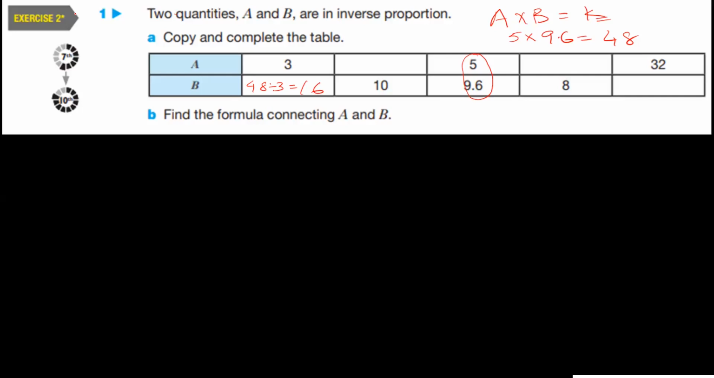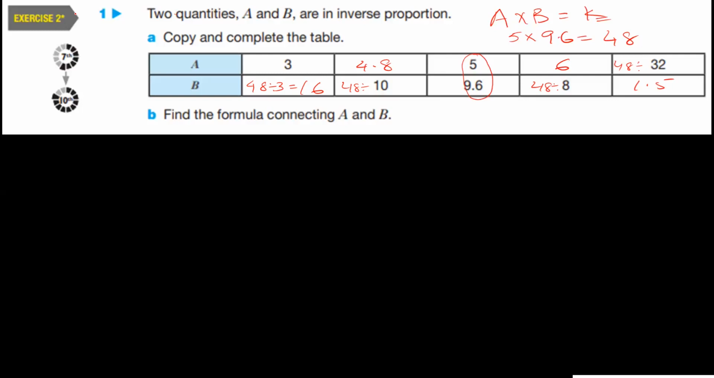And if you want to find A, you divide 48 by 10. You get 4.8. Similarly, we divide 48 by 8 to get the answer for A, and that one is 6. And for 32, when you divide 48 by 32, you get 1.5. So we got all the unknown values with the help of our inverse proportion formula.